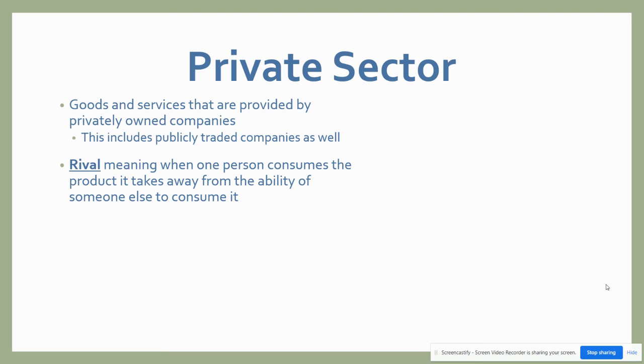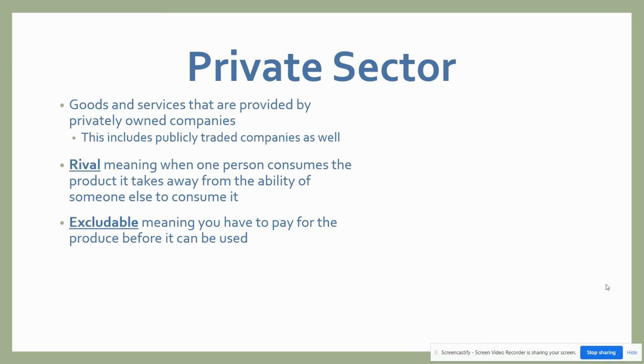You buying it takes away somebody else's ability to have access to it. The other qualification would be excludable, right? These products are not available to everyone. If you go into Walmart, you can't just walk out with whatever you want because you have to pay for it first. That makes those products excludable. There's something you have to do before you get access to that product.